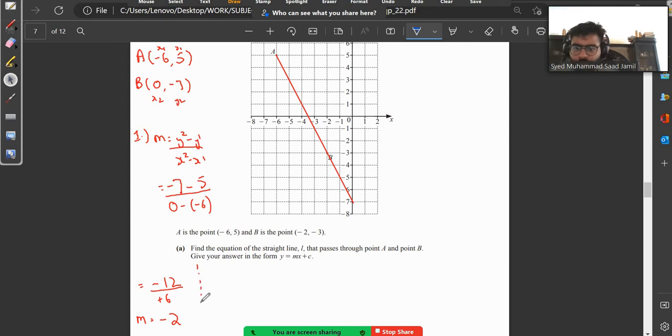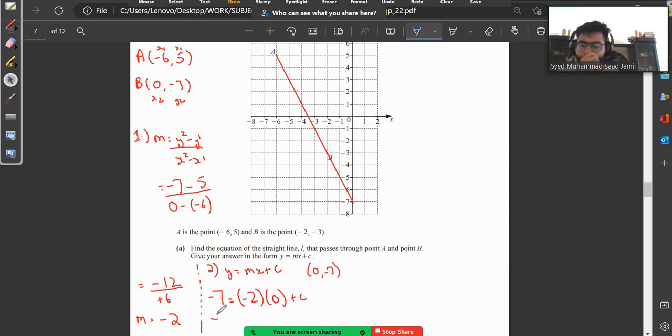Second step, once you have found the gradient, is plugging it into the equation. Step 2, write down the equation y is equal to mx plus c. You can choose any point, either point A or point B. Point B looks a bit easier to me, so I'll go with that. Use the coordinate 0 comma minus 7. So in place of y, I will write minus 7 because y is minus 7. In place of m, I will write minus 2. In place of x, I will write 0, and plus c.